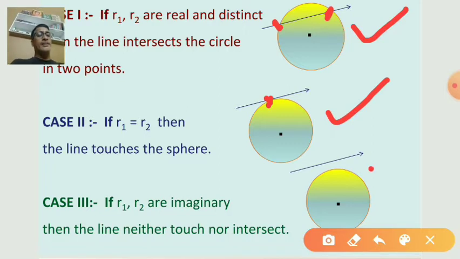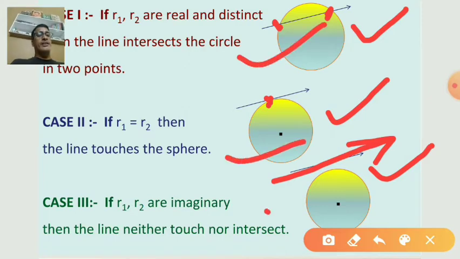And the third case is the line neither intersects nor touches the sphere. The line just moves outside, far from the sphere. These three cases we discuss.